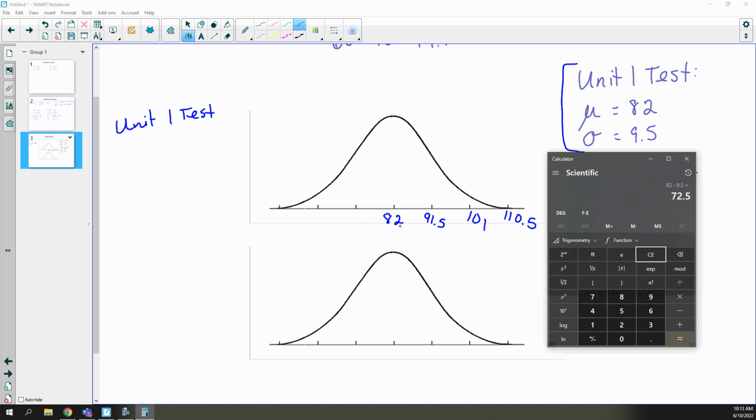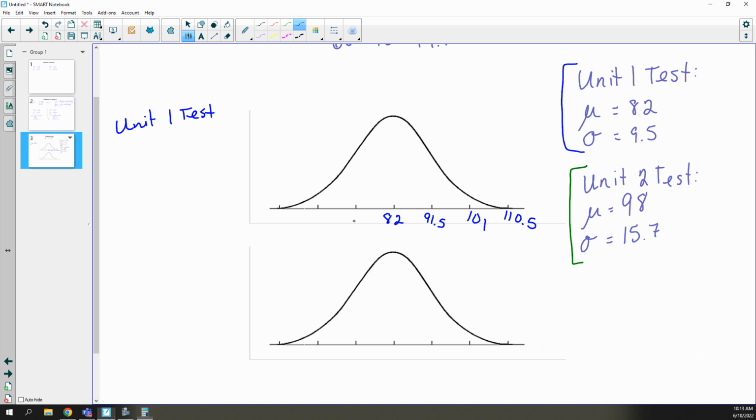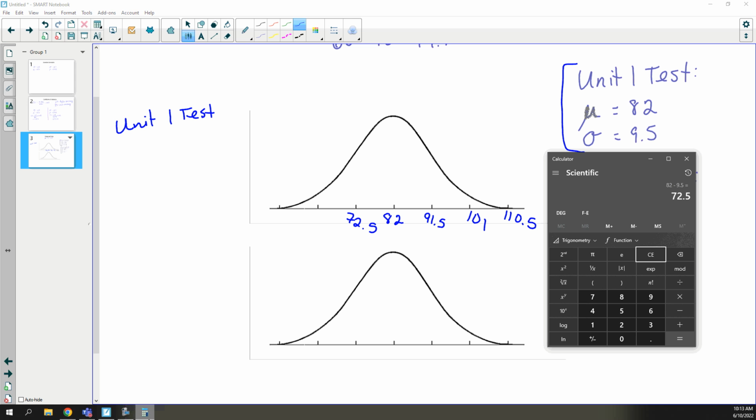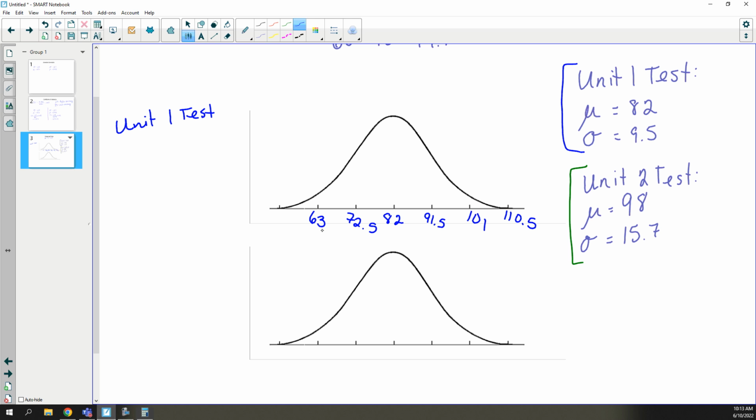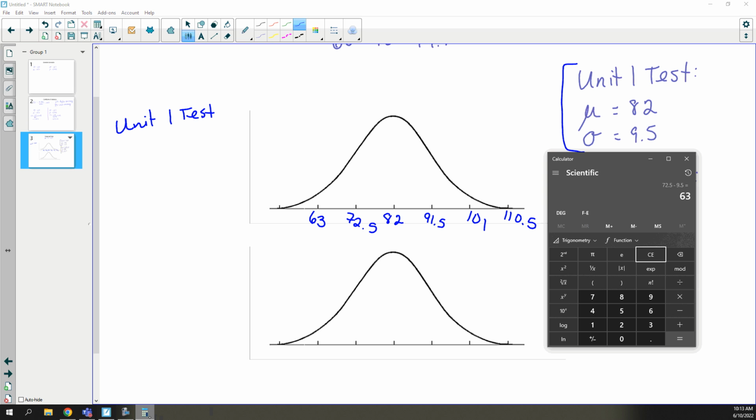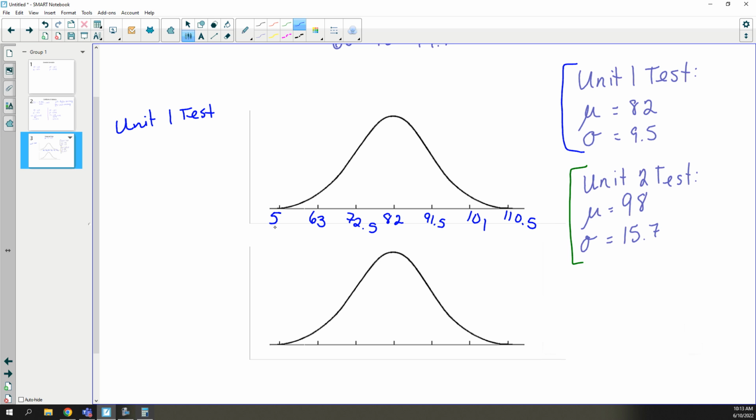One standard deviation below the mean would be 72.5. Then rinse and repeat that process. Once again, subtract, we get 63, and subtract one more time here, and we get 53.5. We'll revisit that Unit 2 test in a few minutes. For now, let's talk about what we have learned so far and how the empirical rule applies here.